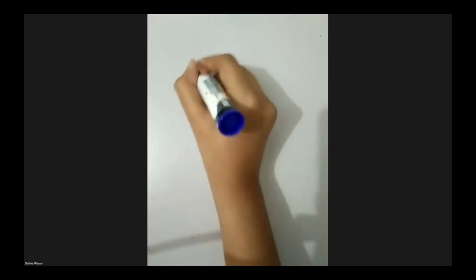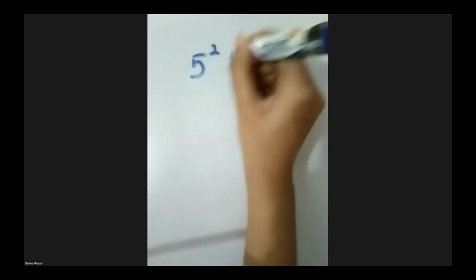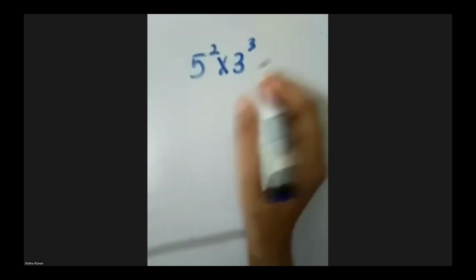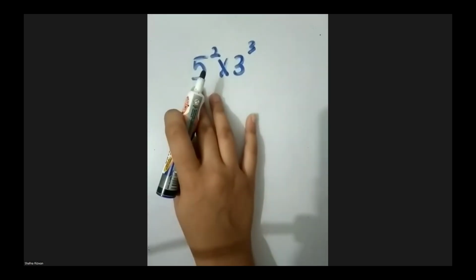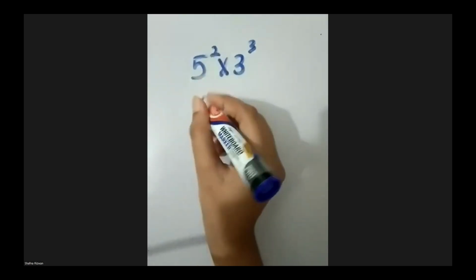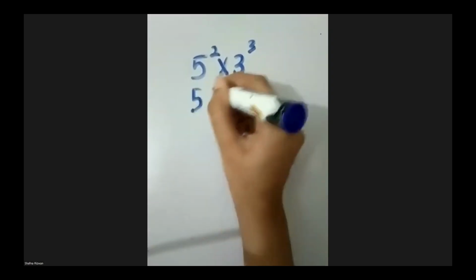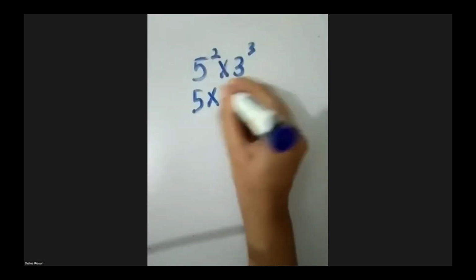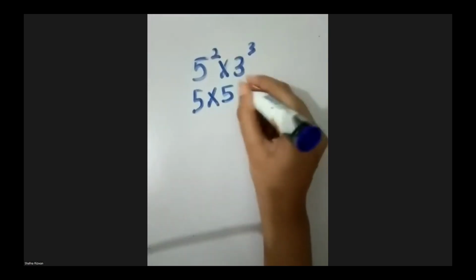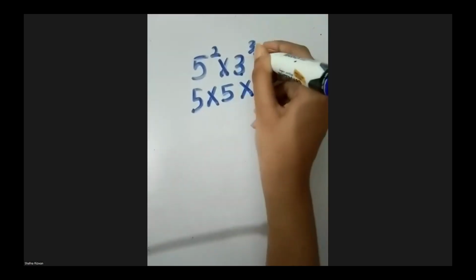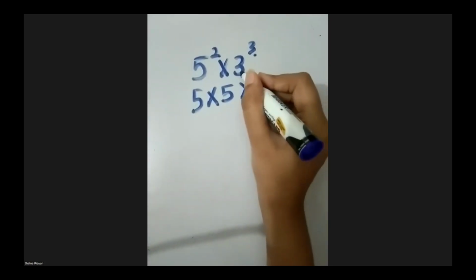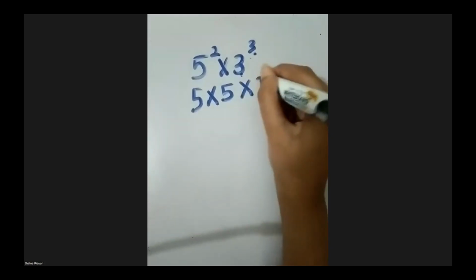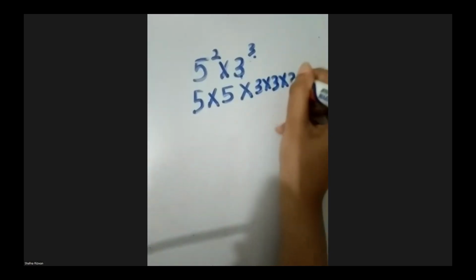Okay, what did they give you? 5 to the power 2 multiplied by 3 to the power 3. So how can you all expand this? I told you, expand means you all have to make this bigger. Now 5 to the power 2, what does it mean? You have to write 5 how many times? 2 times like this, and then put this multiplication symbol. 3 to the power 3 means you have to write it bigger. How many times have they written this 3? 3 times. So 3 into 3 into 3.